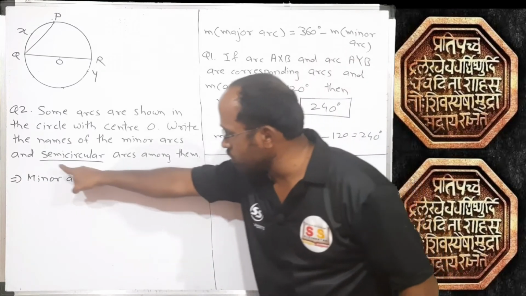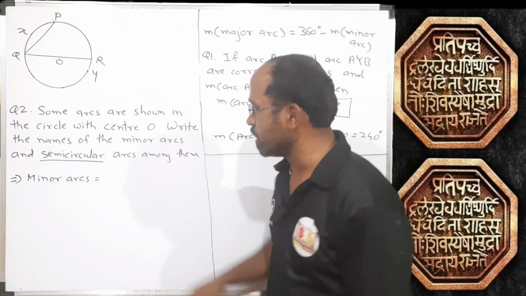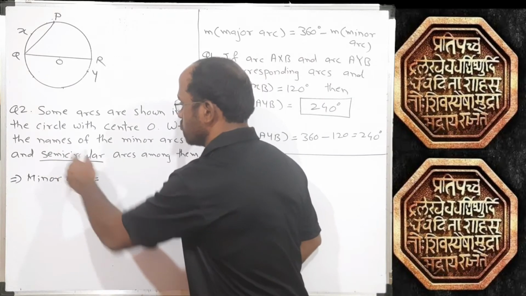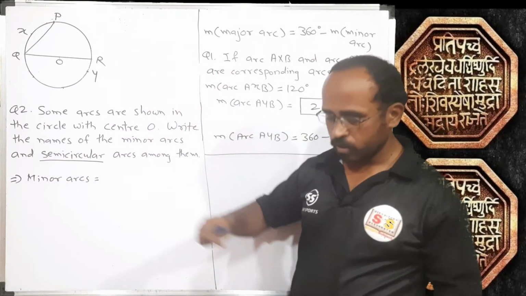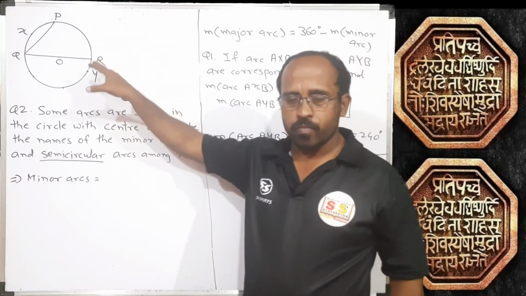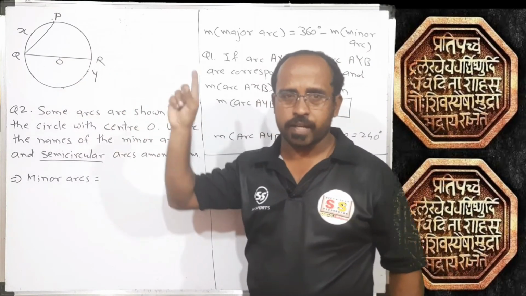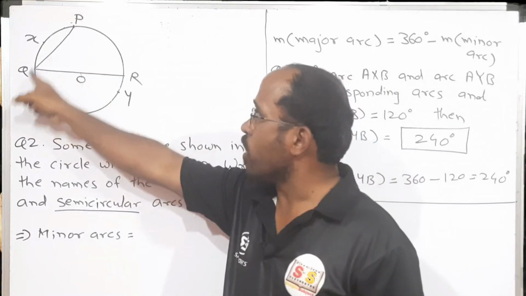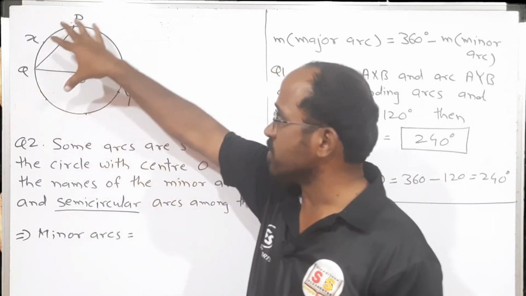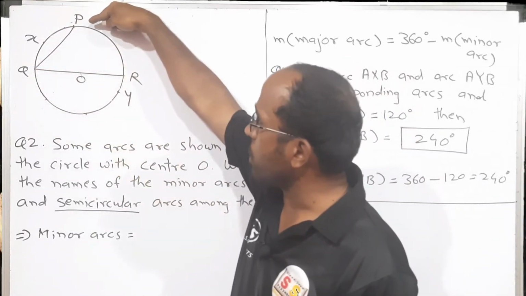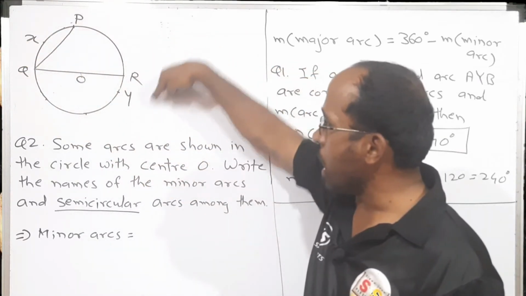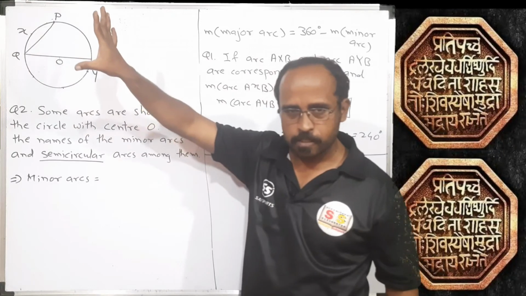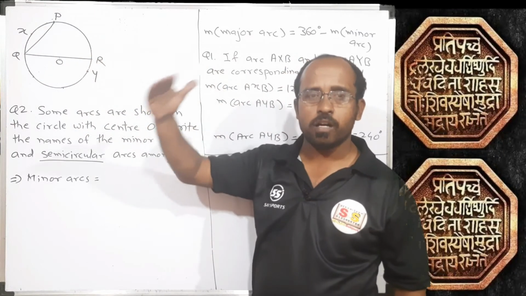But the next thing mentioned in this is semicircular arc. What is meant by semicircular arc? Okay students, how are arcs created? Arcs are created by a chord. See this chord PQ, it has divided this circle into two arcs. One is arc PXQ and another is arc PRQ. Clear? So an arc is created by a chord.